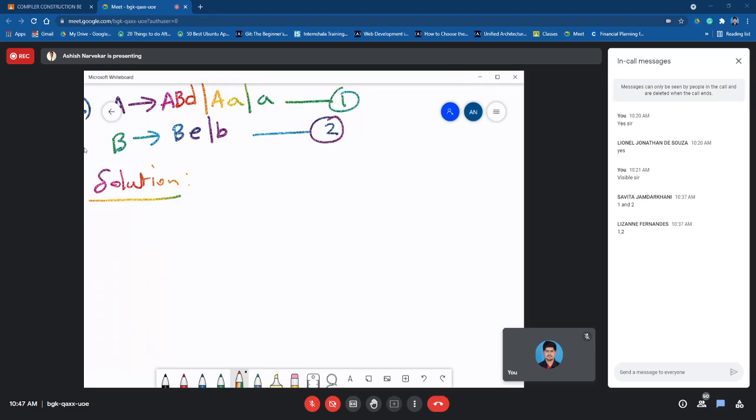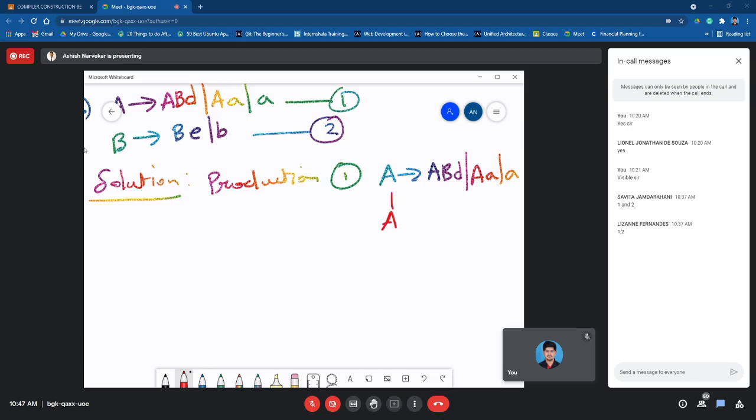It's not a part of the formal solution. It's a good practice though, so that you don't get confused. I'm saying consider production 1. So what is production 1? A derives A B D or A A or small a. So this is a production that we have considered. So the first thing is to identify whether there is a left recursion or not. Okay. So how would you identify? Compare it with the general form.